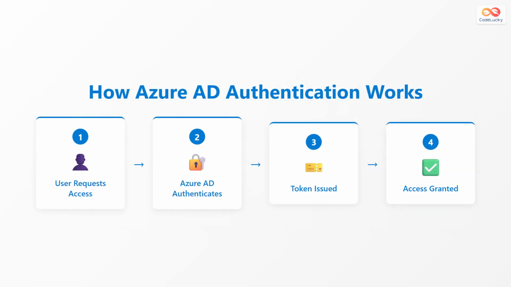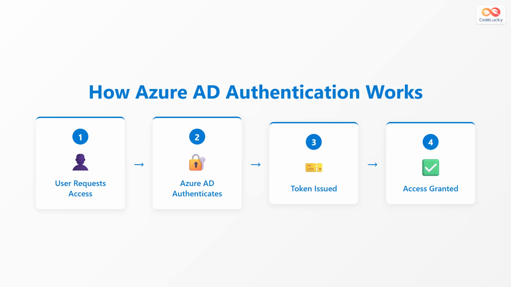The Azure AD authentication process follows 4 straightforward steps. First, a user requests access to an application or resource by attempting to log in. Second, Azure Active Directory authenticates the user by verifying their credentials, which may include a password, multi-factor authentication, or other verification methods. Third, once authentication is successful, Azure AD issues a security token to the user.